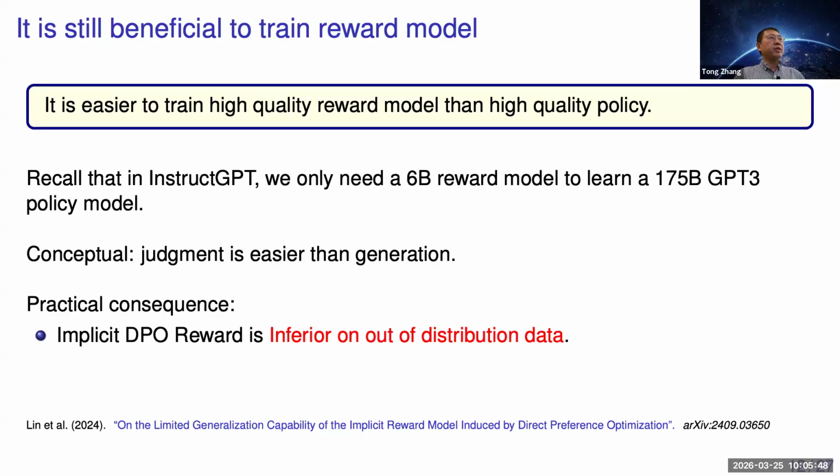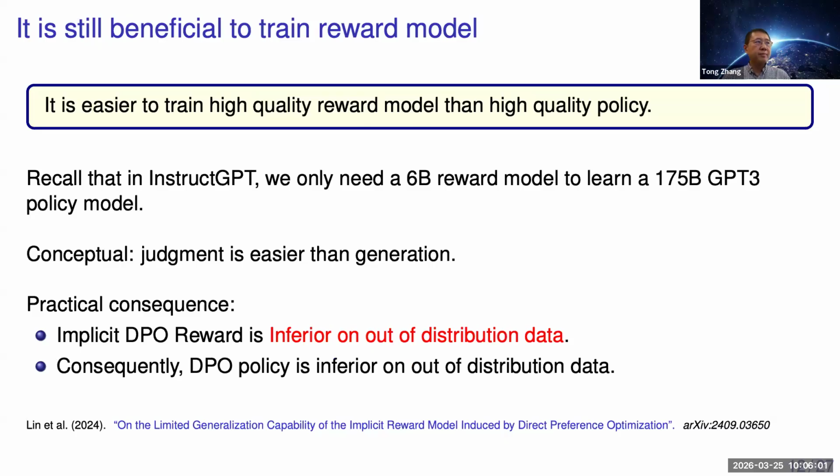So basically there's a practical consequence. Because of that, if you really want to tolerate a little bit more out of distribution, it's better to use a reward model instead of the implicit reward from the large model. So the DPO policy is inferior on out of distribution data. This paper did some study on this, and we'll talk quickly about these studies, so then we will understand what it means.